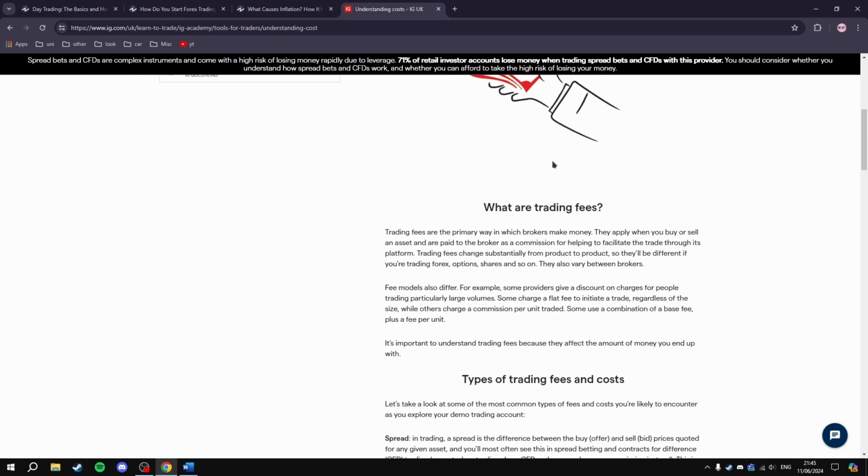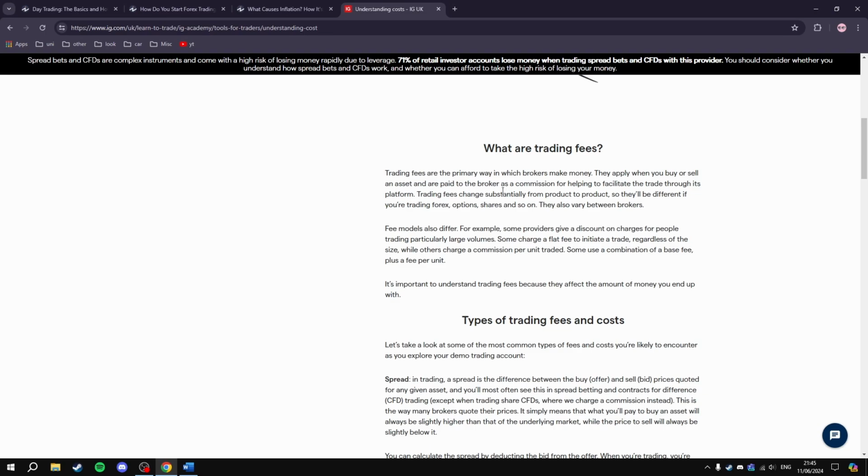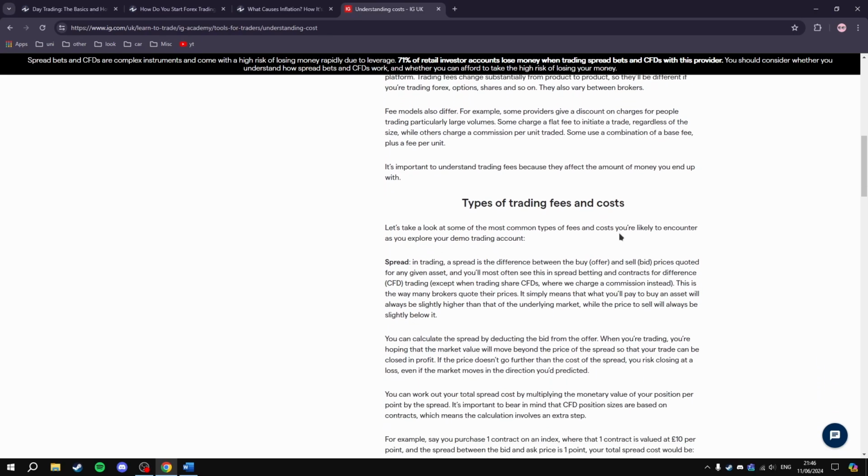Okay, so what are trading fees? Trading fees are the primary way in which brokers make money. They apply when you buy or sell an asset and are paid to the broker as a commission for helping to facilitate the trade through their trading platform. Trading fees change substantially from product to product, so they'd be different if you're trading Forex or options and shares and so on. And they also are different between different brokers.